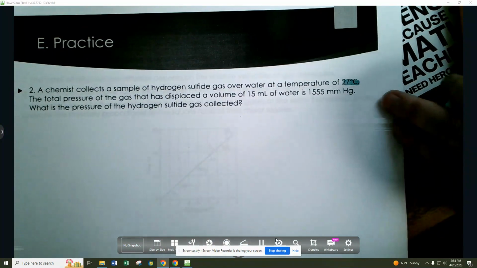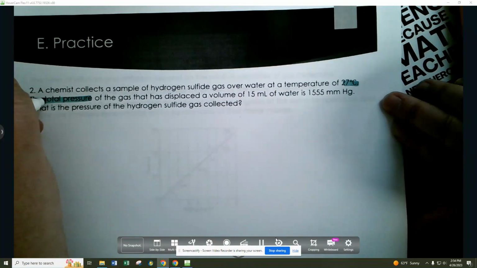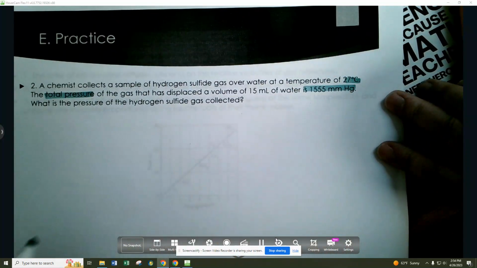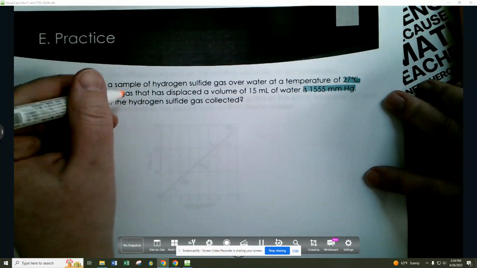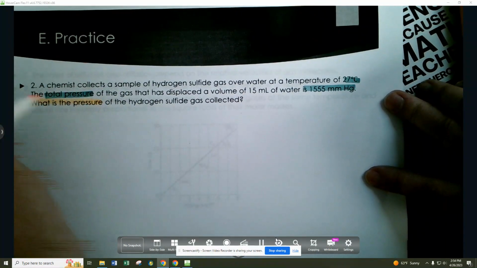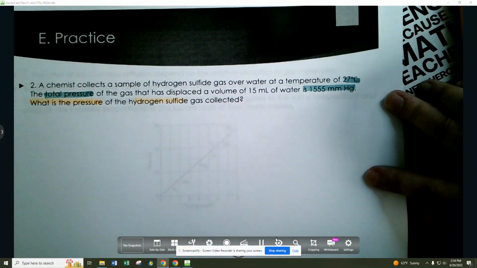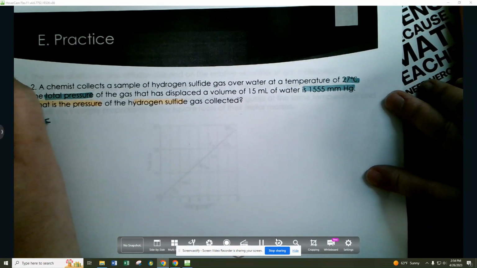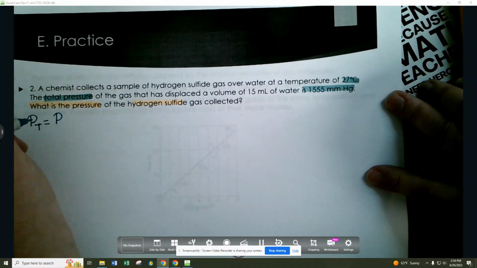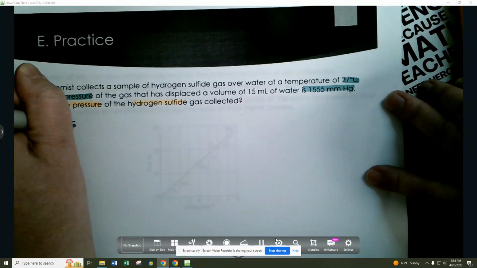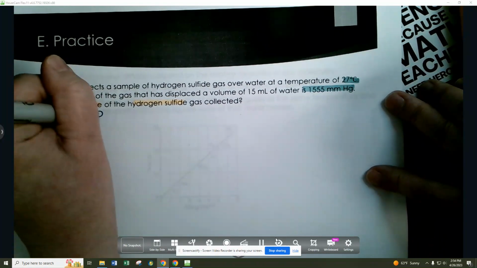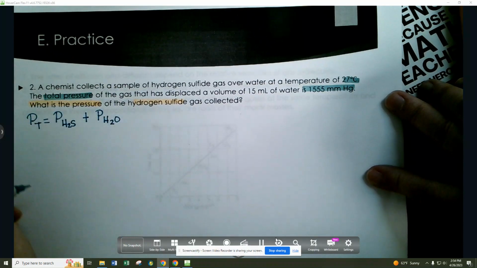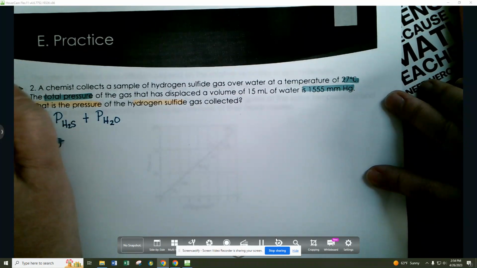It's not needed. So it's telling us here that the total pressure is 1,555 millimeters of mercury. It asks here at the end, what is the pressure of hydrogen sulfide? So we're solving for the pressure of the gas. So again, what we have here is that the total pressure is the sum of the pressure of the hydrogen sulfide, which is H2S, plus the pressure of water. Total pressure is given to us up above. That's 1,555.